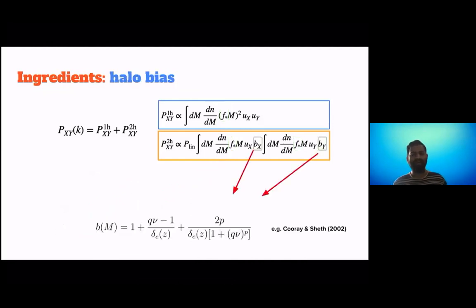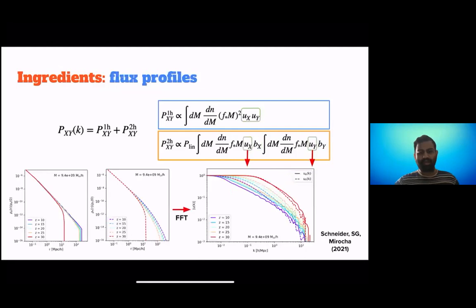We also need the halo bias, which is given by this equation here. And lastly, we need the flux profiles, Ux and Uy in these equations. We determine the flux profiles for different halo masses at every redshift. Here the two panels in the bottom left show the flux profiles in real space, and the bottom right panel shows these flux profiles in Fourier space.